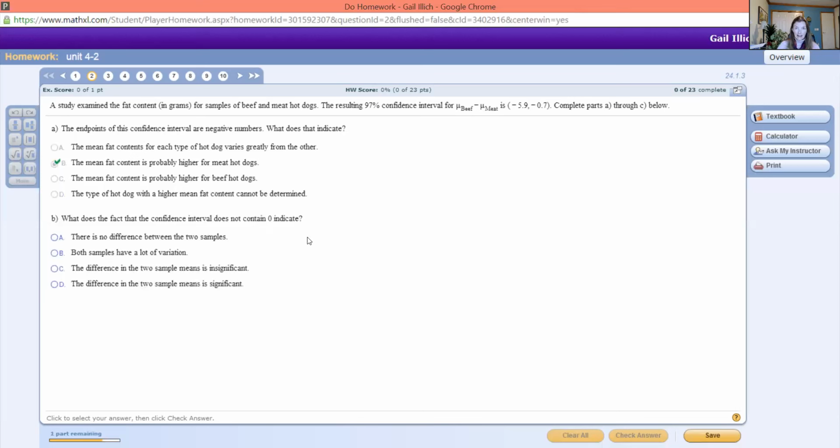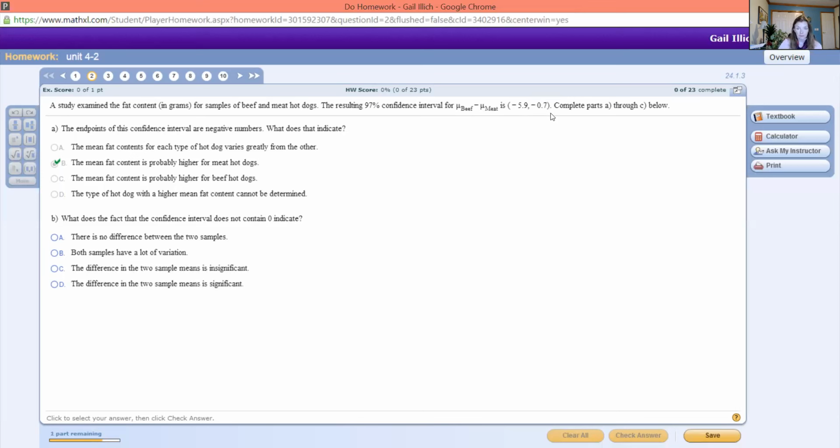This is the key idea. If your confidence interval contains 0, that means you go from a negative to a positive within your confidence interval itself. It changes from a negative number to a positive number. That means 0 is somewhere inside that confidence interval, which means you can't conclude that there's any difference, because 0 lies within the confidence interval, which means it could be no difference at all.